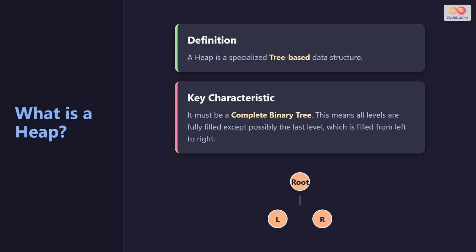First, let's define what a heap is. A heap is a specialized tree-based data structure. However, it's not just any tree. It must satisfy a specific property called the complete binary tree property. This means that every level of the tree is completely filled, except possibly for the last level, which is filled from left to right.